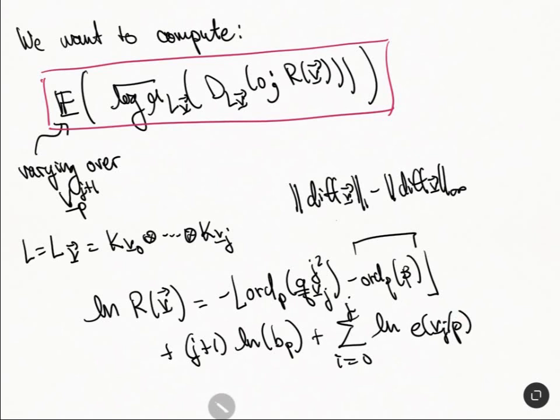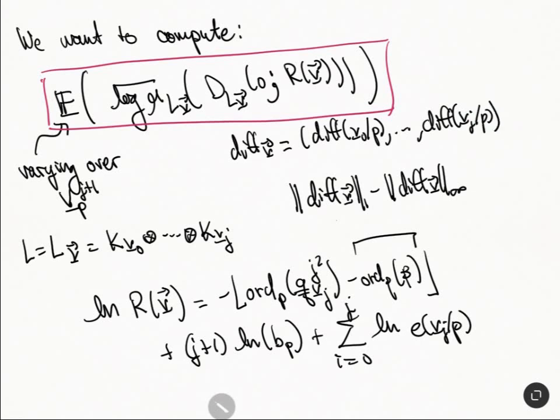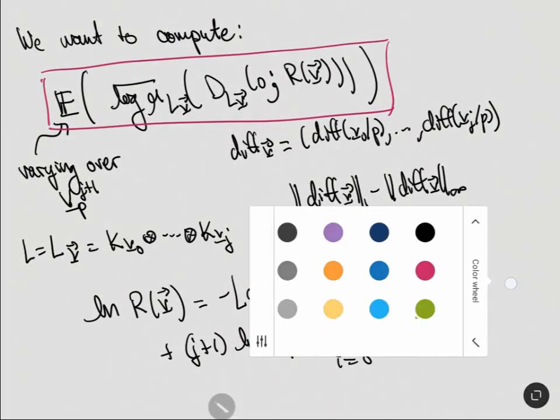All right, so that's what we have. This is the difference for each of the fields. So maybe I didn't say this. So this is going to be the different here of V0 over P all the way to the different of Vj over P, like so. And what else was I going to say? Oh yeah, that's equal to this, where this is equal to that. Okay, and this is the radius that we're interested in here.